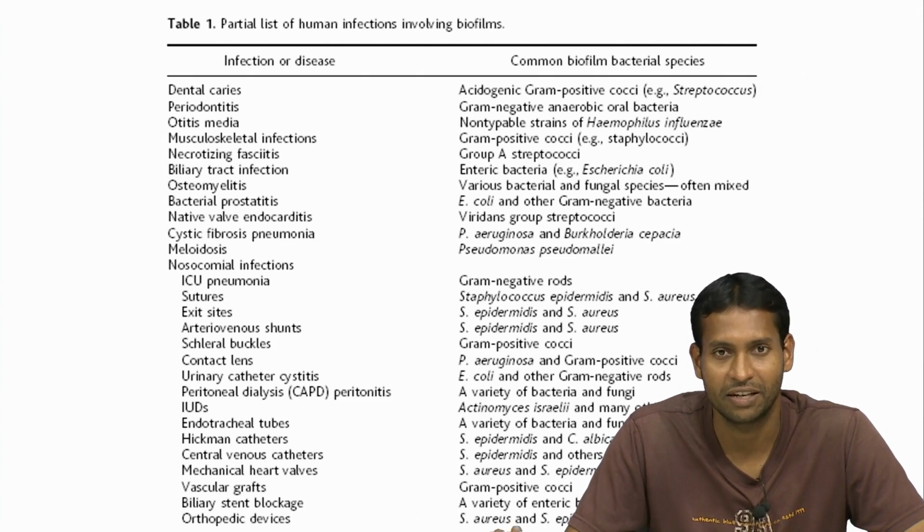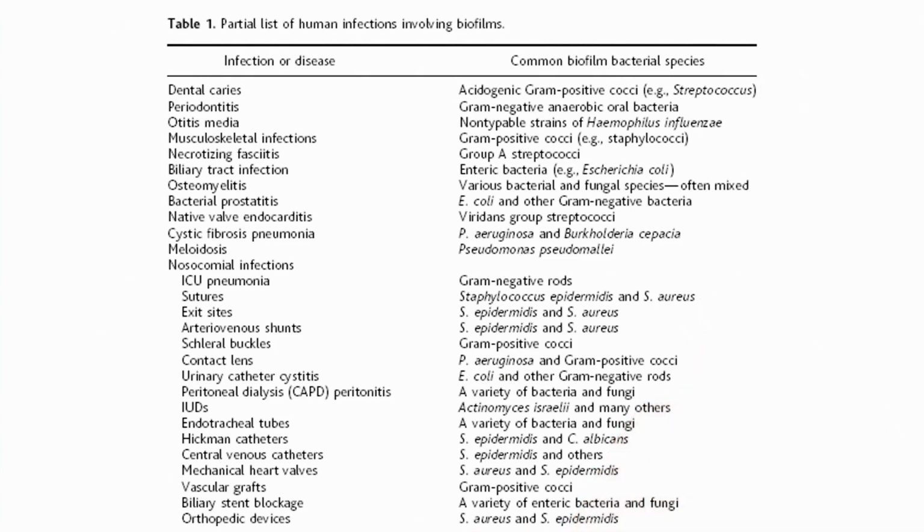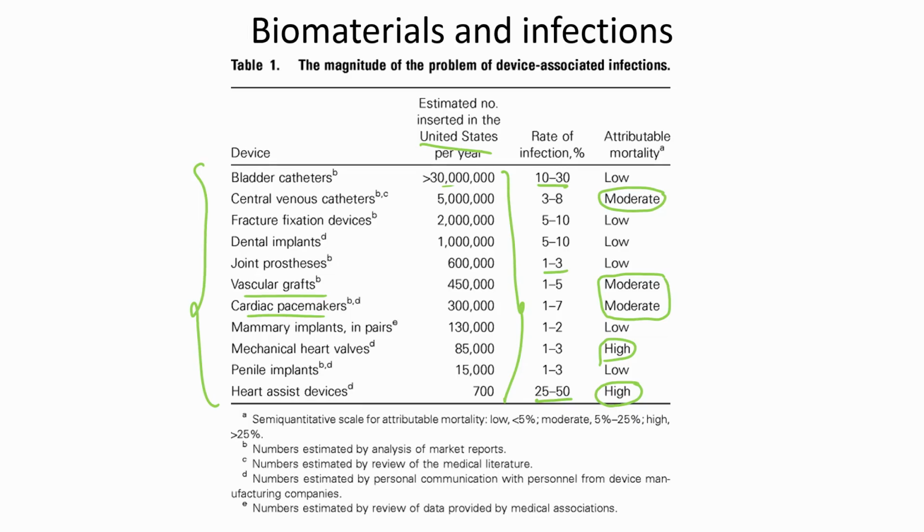Okay, again this is just for your reference. Here is a partial list of human infections that involve biofilms. One thing that I want to point out in the previous slide is, if you notice, most of these implants are things that stay for life. You are talking about heart assisted devices. As long as the patient is alive, they will need heart assisted devices. You are talking about bladder catheters, dental implants.